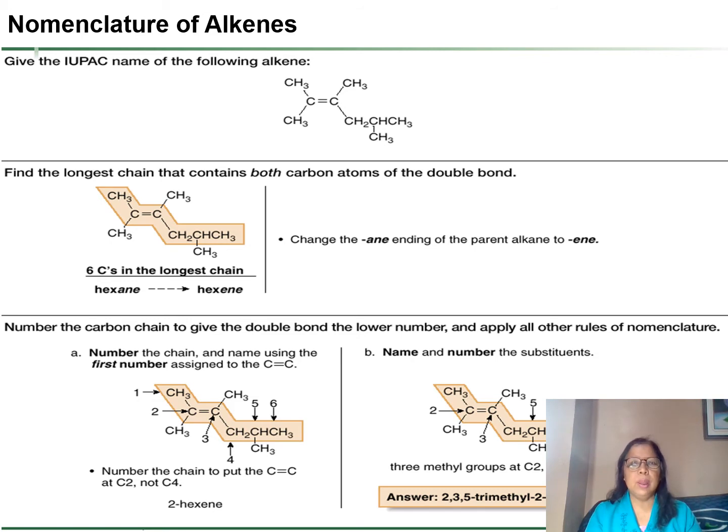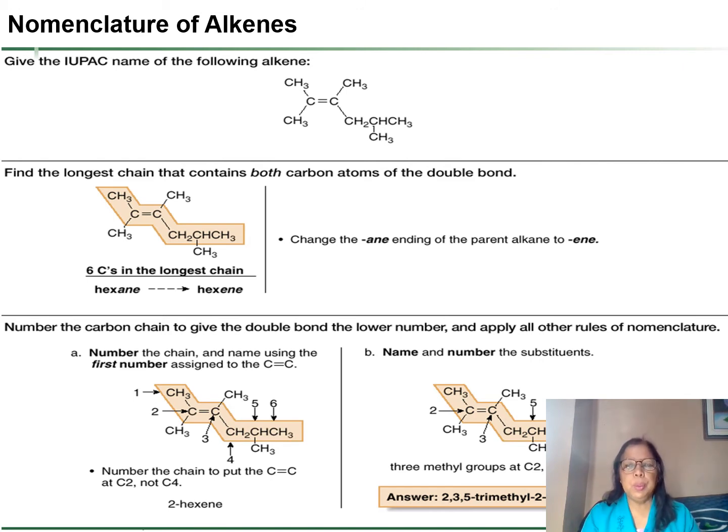First rule, find the longest chain that contains both carbons of the double bond. So it claims that this is the longest chain, and it has 1, 2, 3, 4, 5, 6 carbons. So it is hexene. If this is just all single bonds, it is hexane. But with the presence of a double bond, you remove the -ane and change it with -ene. Okay? And then when you have known the longest chain and observed that there are some alkyl groups, you identify what the alkyl groups are.